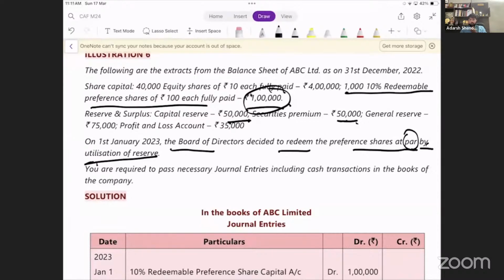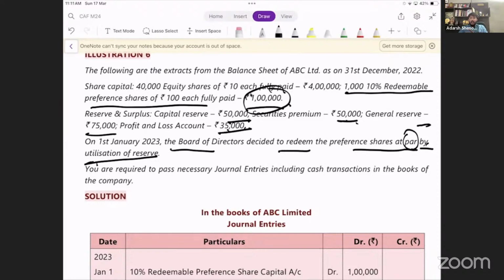It is not distributable as dividends. General reserve is a free reserve, 75,000. So this is a free reserve. We've already discussed what is a free reserve. I hope you remember. In both this show, we have discussed it. Then we have profit and loss account 35,000.